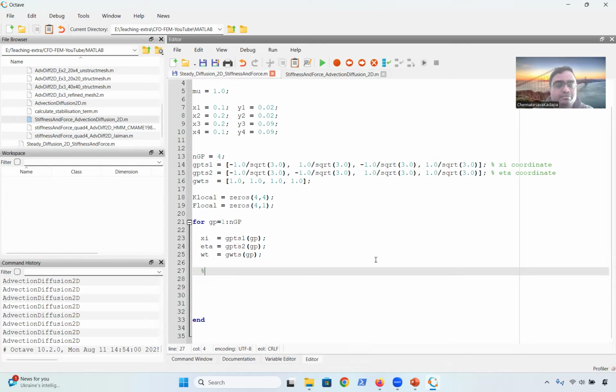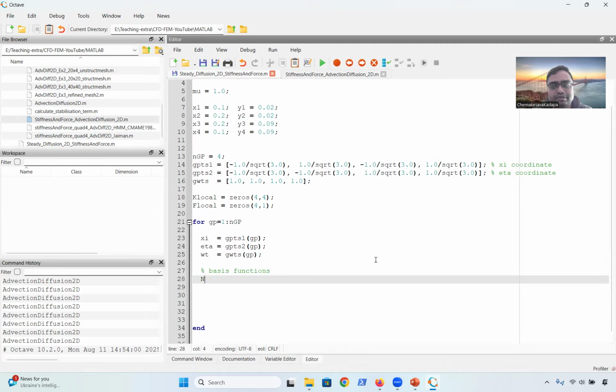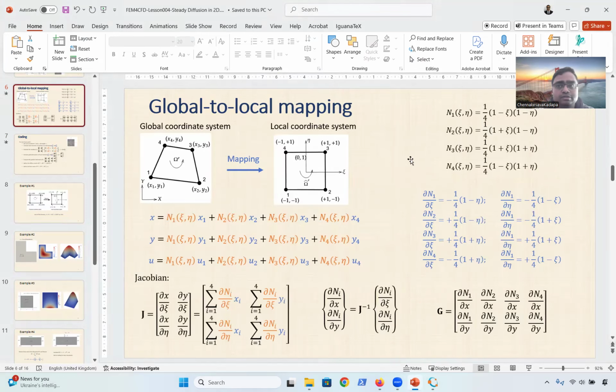Next, we calculate the basis functions N. We have 4, and we can directly calculate them. Now let's go back to this. These are our basis functions.